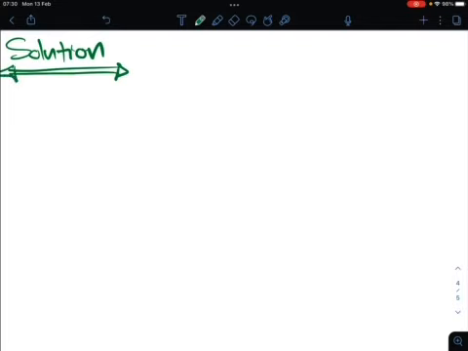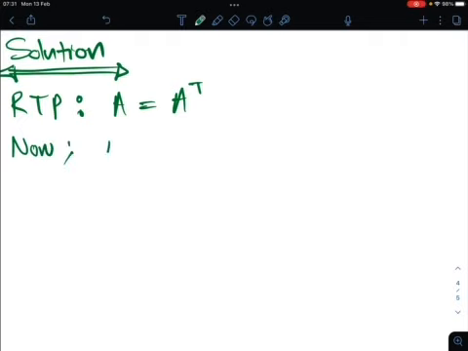So to go about that, this is how we proceed. What exactly are we required to prove? We are required to prove that A is equal to A transpose, because that's what we mean when we say A is symmetric. Now to go about proving this, we look at what exactly A transpose is. According to the definition given, A transpose is the same as B plus B transpose, transposed.